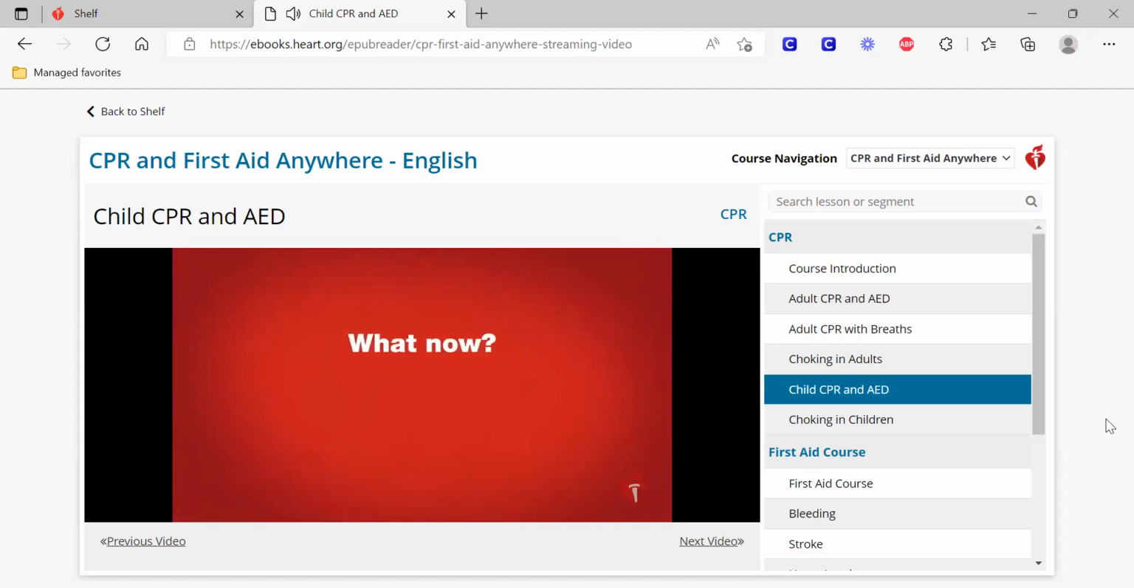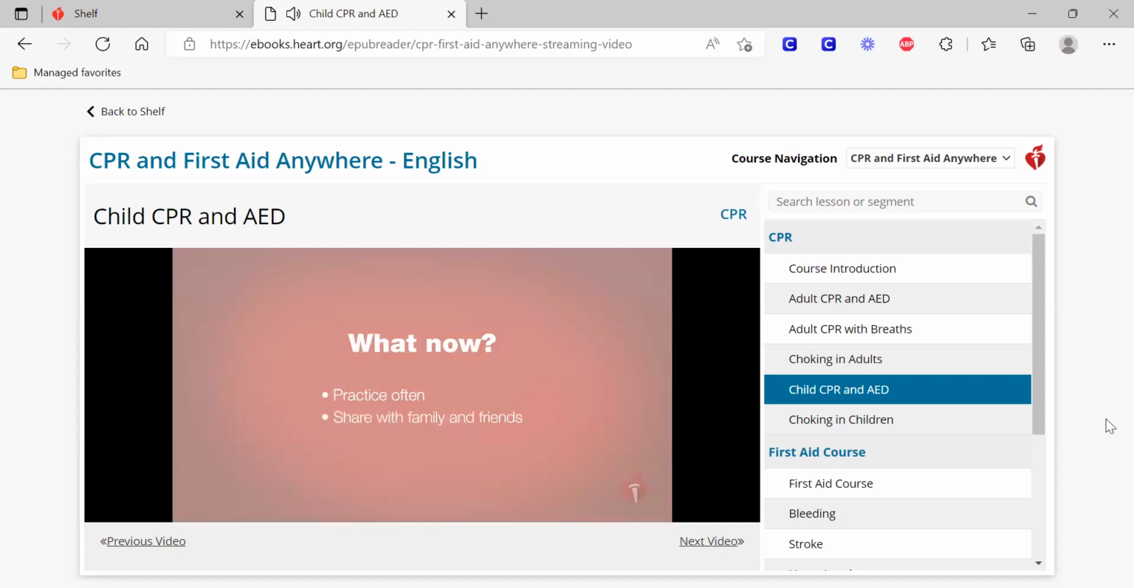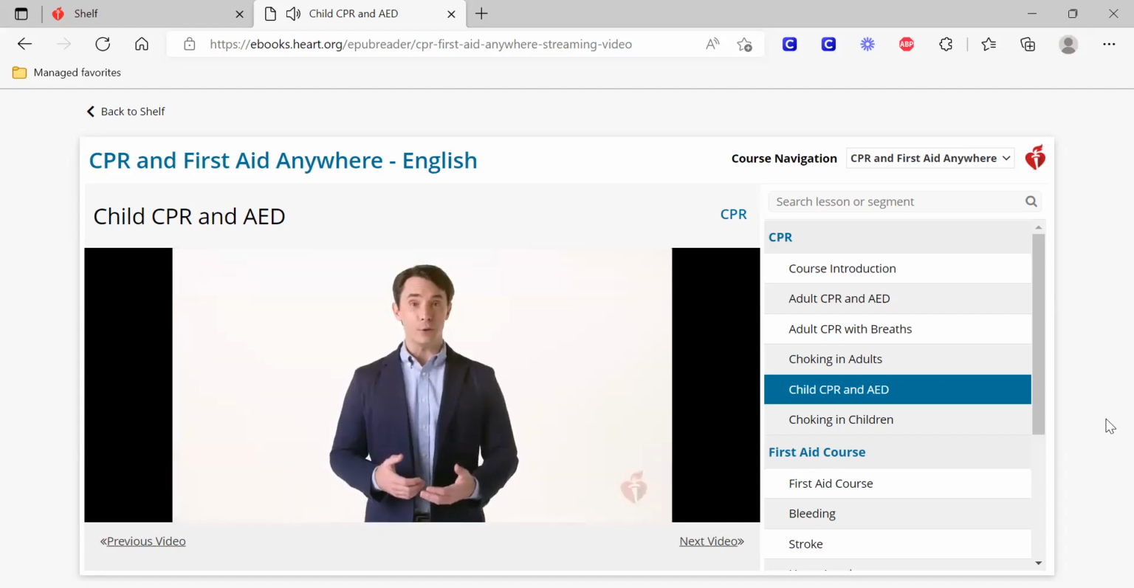Now that you know these life-saving skills, practice them often to stay sharp. Share these skills with your family and friends. The more people who know how to do CPR, the more likely it is that someone in trouble will get the help that he needs.